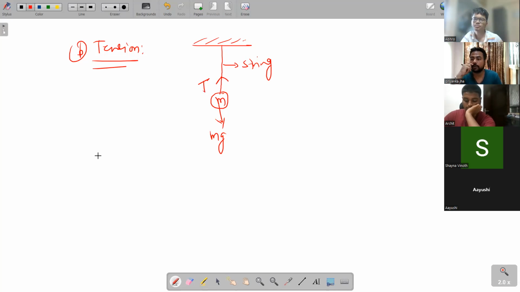Normal force is always of pushing nature, but tension is of pulling nature. The rope will always pull the object. So tension will always act away from the point of contact, and normal always acts towards the point of contact.